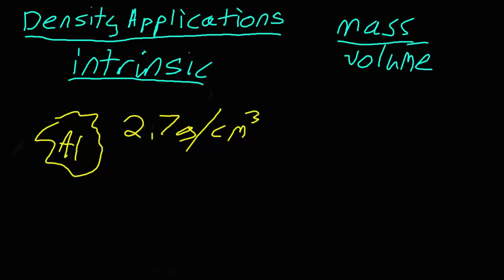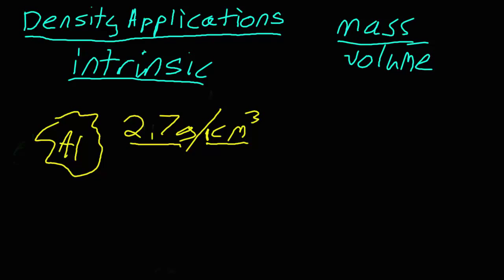So what does that mean again? That means that for every 2.7 grams of aluminum that we have, it's going to have to occupy a space of 1 centimeter cubed. And of course, the other way to look at that is from the other side. Every 1 centimeter cubed of aluminum that we have will have a mass of 2.7 grams. So we can use this information in some useful ways, because now we know the ratio, 2.7 grams to 1. There's an imaginary 1 in front of the centimeter cubed.